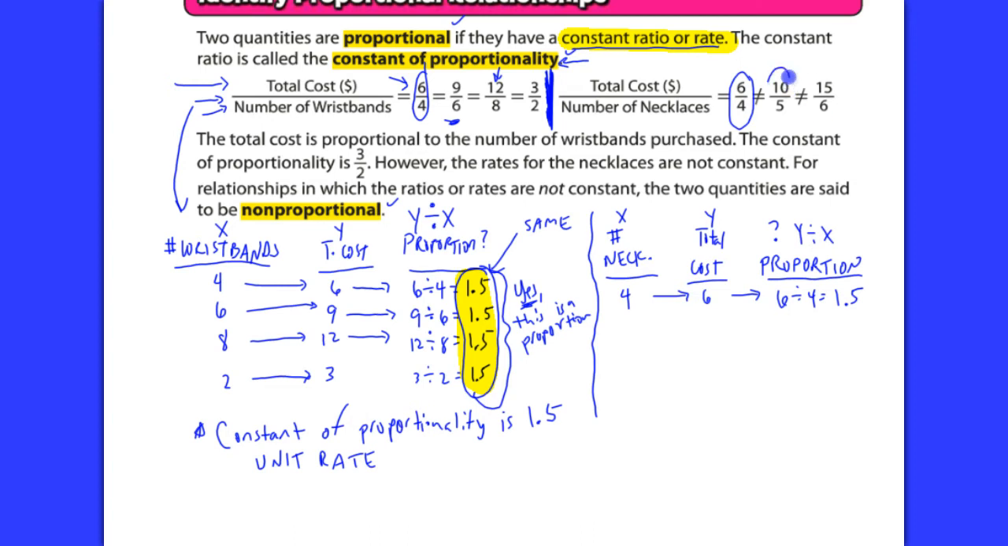Let's do the same thing for the next one here. The number of necklaces is 5, the cost is 10. So Y is 10 divided by 5. 10 divided by 5 is 2. Is that the same? Okay, it's not the same. So we can stop right there. Since that's not the same, this is not proportional.